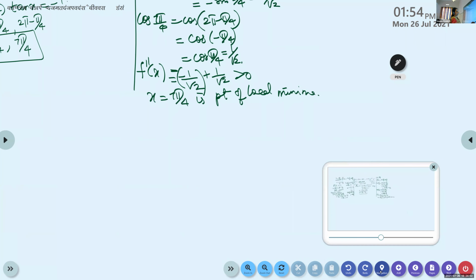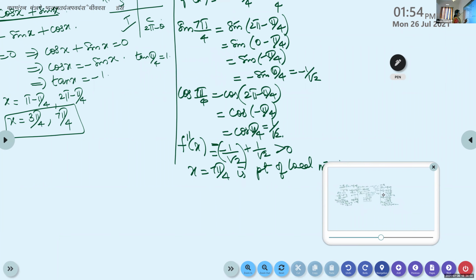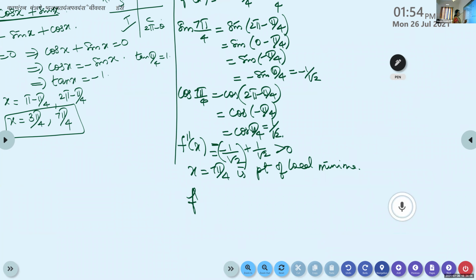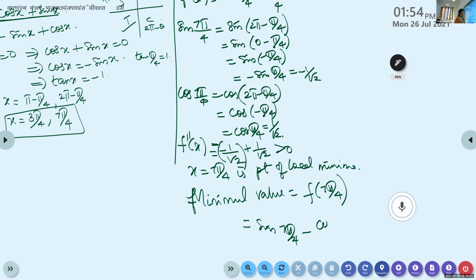Therefore, it is a point of minima. So what is the minimum value? In f you have to substitute. Minimum value is equal to f of 7 pi by 4. So it will be sin 7 pi by 4 minus cos 7 pi by 4.